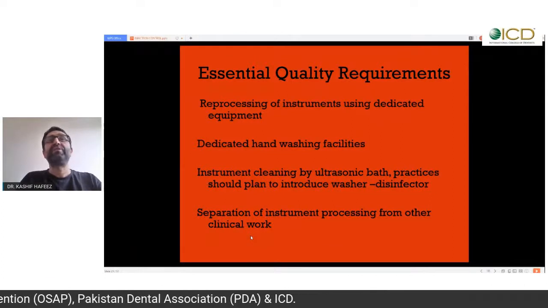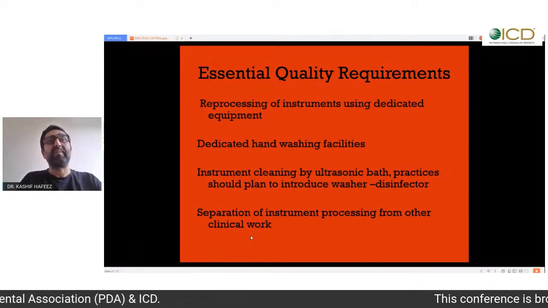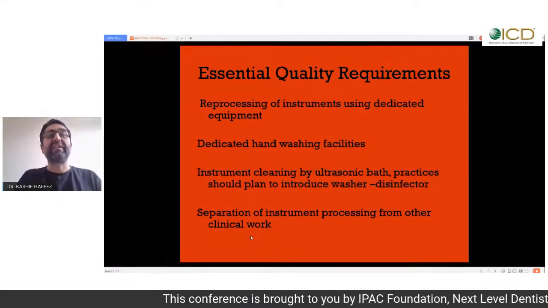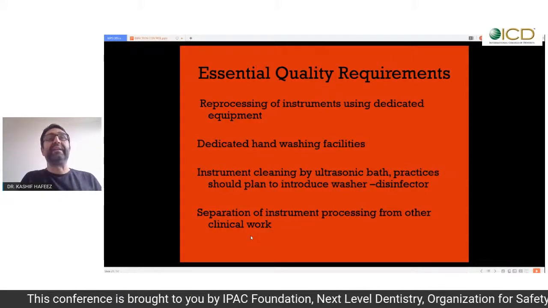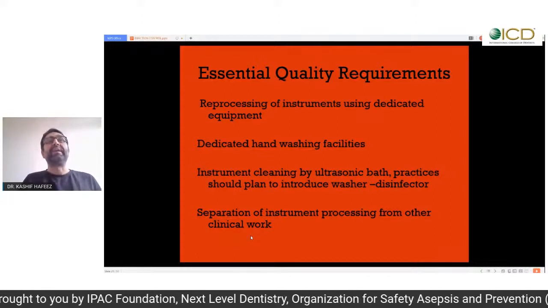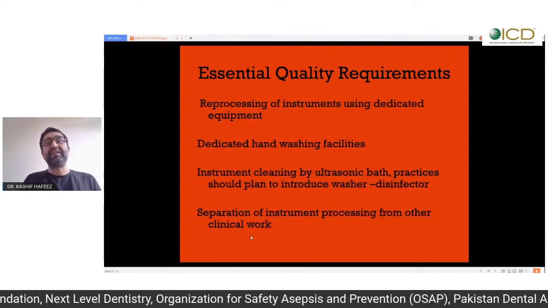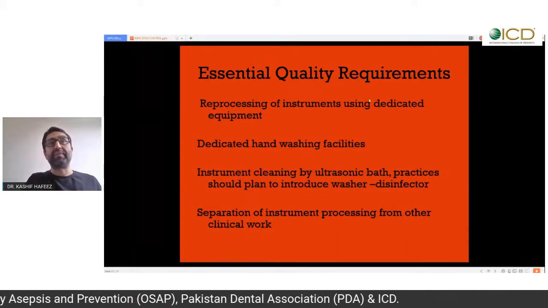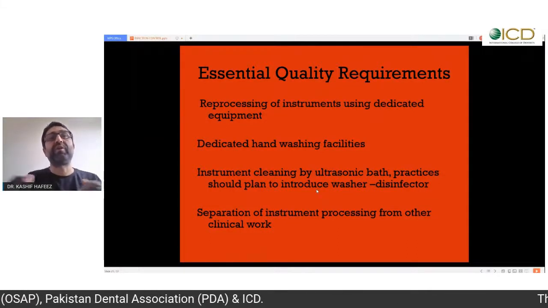Reprocessing of instruments should be done with dedicated equipment. I think Christian is going to go through the details of the different technical parts of these instruments, cleaning and equipment. Dedicated hand washing facilities. Practices can use ultrasonic baths as well to meet the essential quality requirements. These are the essential quality requirements we're talking about.